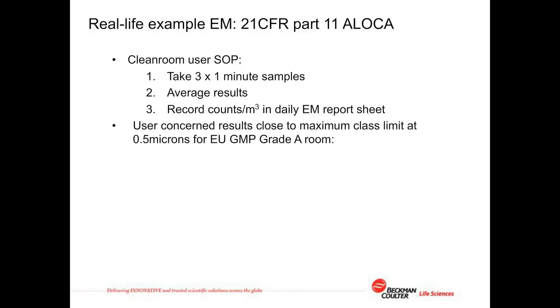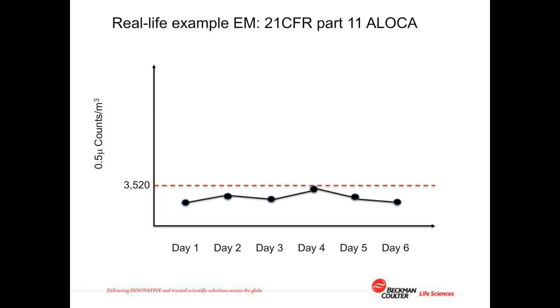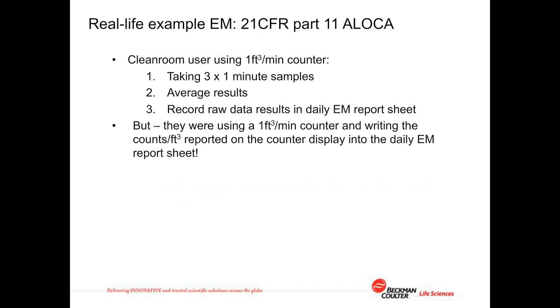Now, the reason this particular technician contacted me is because they were concerned that the results they were seeing in their daily record sheet were close to the maximum class limit at 0.5 microns for EU GMP grade A clean room. And in EU GMP, you're allowed a maximum of 3,520 counts at 0.5 microns or larger per cubic meter. So they were getting close to that limit, and they were very concerned. And so you can see here, this is their daily record of their particle counting, and they're getting very dangerously close to that 3,520 limit.